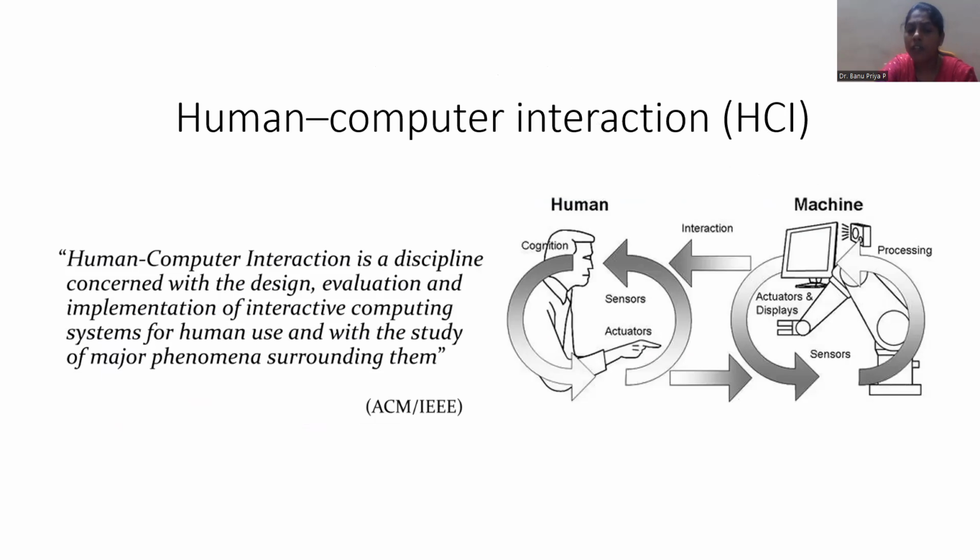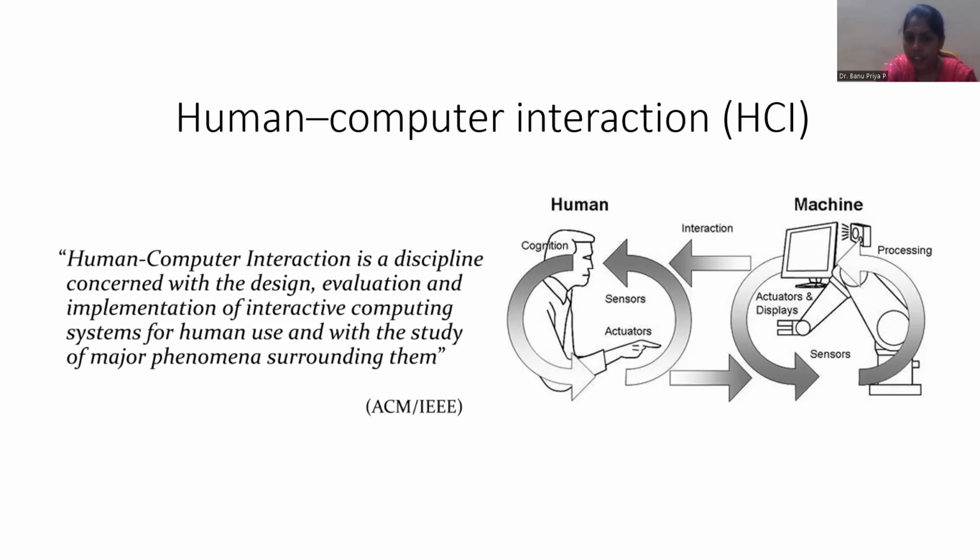Now, what is ACM or IEEE telling about HCI? As already told, the components of HCI are just a human, a system, and an interaction between them. ACM and IEEE are eventually telling that human-computer interaction is a discipline concerned with the design, evaluation, and implementation of interactive computing systems for human use, with the study of major phenomena surrounding them. Here, the major phenomenon surrounding them can be any sort of application.